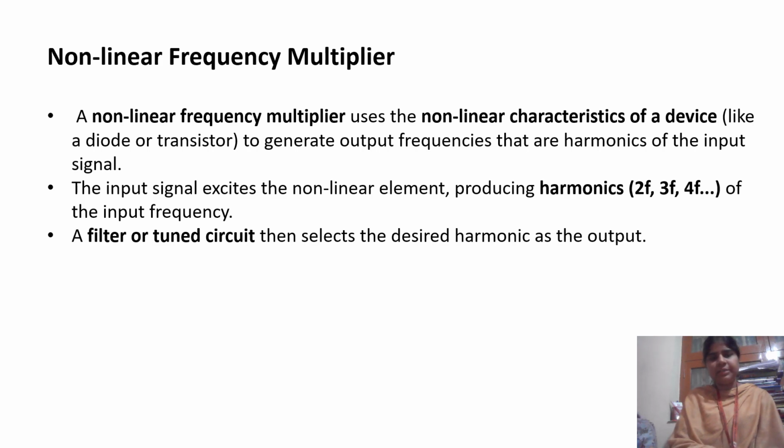Non-linear frequency multiplier. A non-linear frequency multiplier uses the non-linear characteristics of a device like a diode or transistor to generate output frequencies that are harmonics of the input signal. The input signal excites the non-linear element, producing harmonics, that is 2f, 3f, 4f of the input frequency. A filter or tuning circuit then selects the desired harmonic as the output.